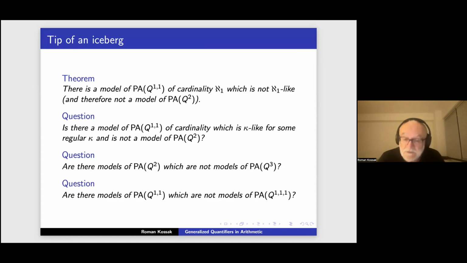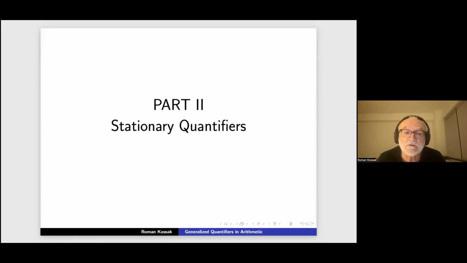Okay, any questions? Because I moved to the second part now. Okay, so hearing none, I'm moving to part 2, which is now about stationary quantifiers.